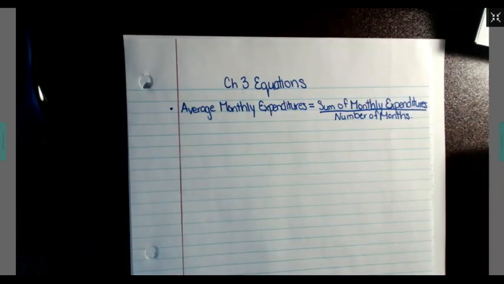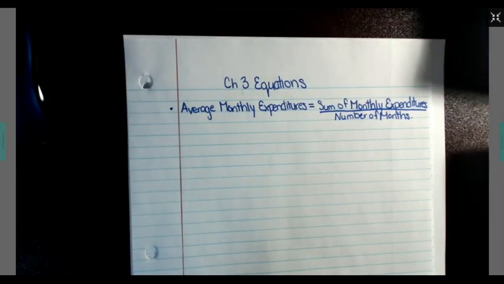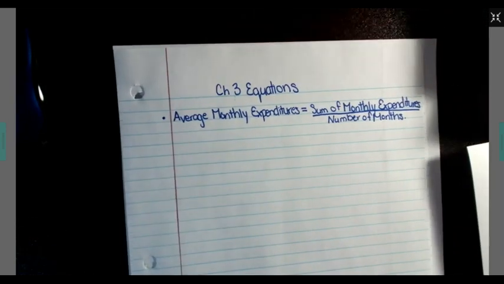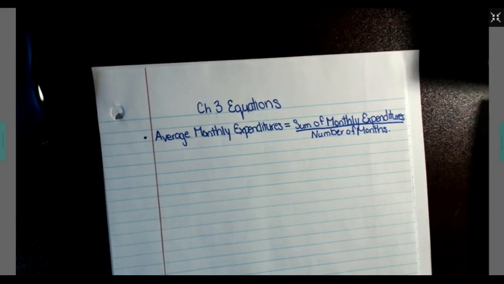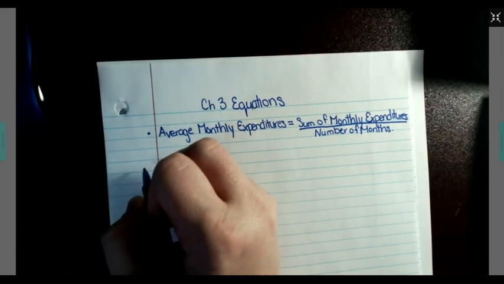All right. Today we are going to be talking about lesson 3.2, which is on preparing a budget sheet. Let's go ahead and take a look at our equations that we need to add to our equation sheet.